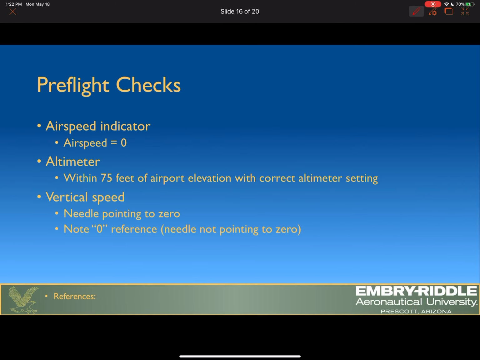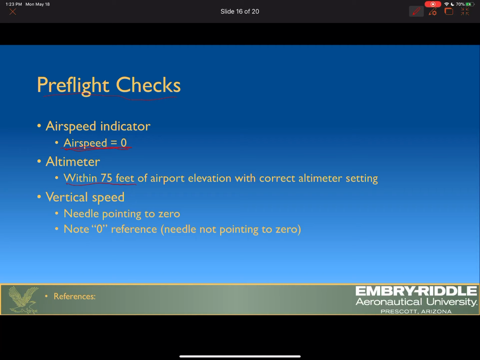So some pre-flight checks. For instrument flight pre-flight checks, you always want to make sure your airspeed indicator is indicating 0. Your altimeter is within 75 feet of airport elevation with correct altimeter setting. And your vertical speed indicator should be pointing to 0.